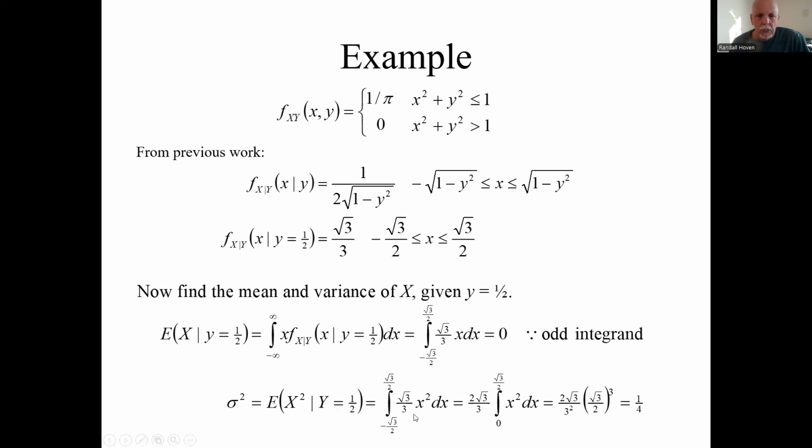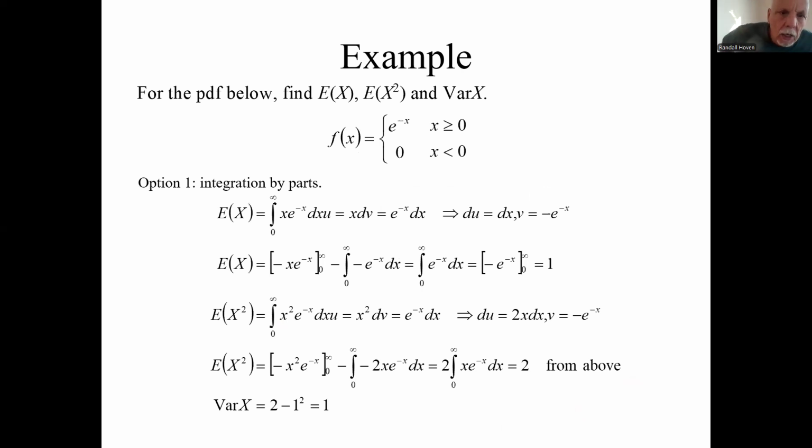So now it's x squared times that PDF, square root of 3 over 3. This is an even integrand, so we can integrate from 0 to the upper limit if we multiply by 2. So we can pull the constant stuff out, multiply by 2 because it's even, and we're only going to integrate from 0. Bada boom, bada bing, it's 1/4. The variance is a 4th.